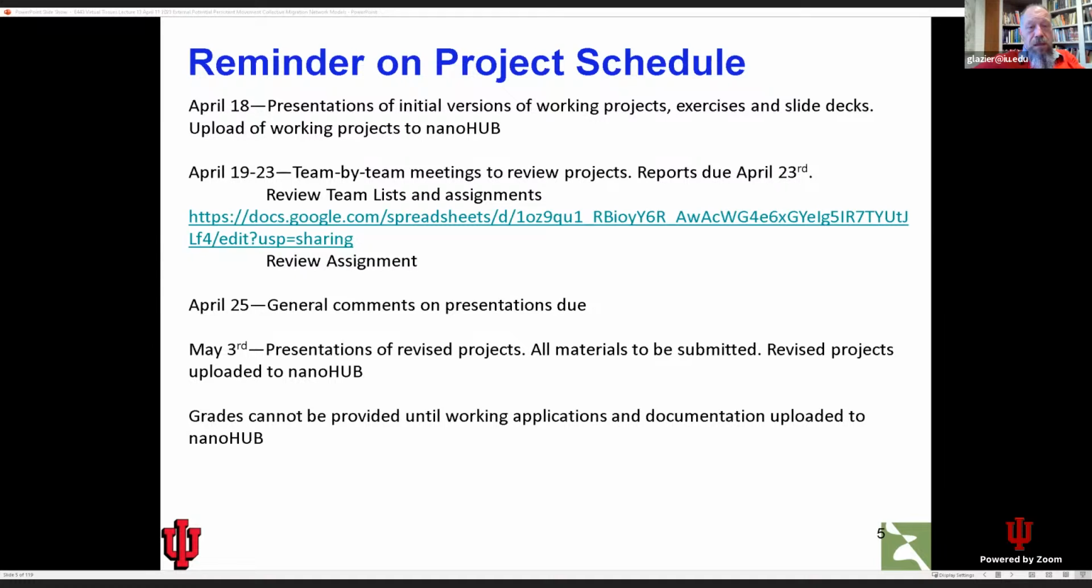And so ultimately, if you want people to help you by reviewing you seriously, it's important that you take it seriously on your side and put the time into it to do a review that's really useful to your other teams. Okay. So that's back to the project schedule and the review assignment. If there are any questions about the review assignment, come back to me or to Juliano. We're eager to make this work. And then again, May 3rd is the very last day. We need final presentations of the revised projects and everything uploaded and running on Nano.